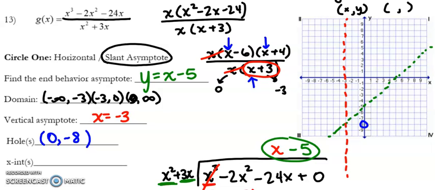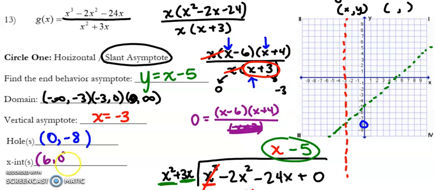My x-intercepts are the same thing as zeros. So I'm going to set my simplified version equal to 0. And I can multiply by x plus 3, which means it'll go away. I have zeros at 6 and negative 4. So 6, 0, and negative 4, 0. And then from here, I need to connect the dots, following along my asymptotes that I've set up for myself.